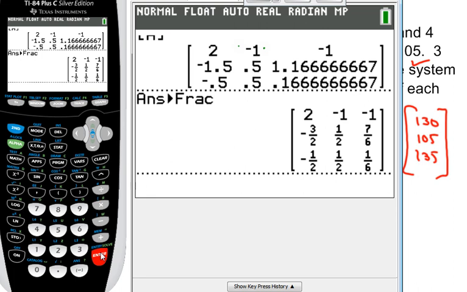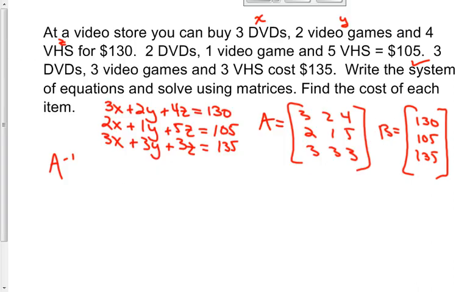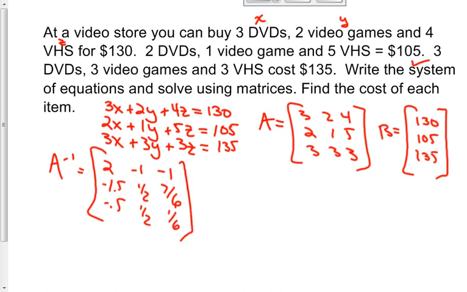So we're going to take this and write it down on our paper. This is the inverse matrix right here. So our inverse, and I have those on paper so I can remember them: 2, negative 1, negative 1, negative 1 and a half, half, 7/6, negative a half, half, 1/6. There's our inverse. Now, solving for the unknown, solving for x, y, z.